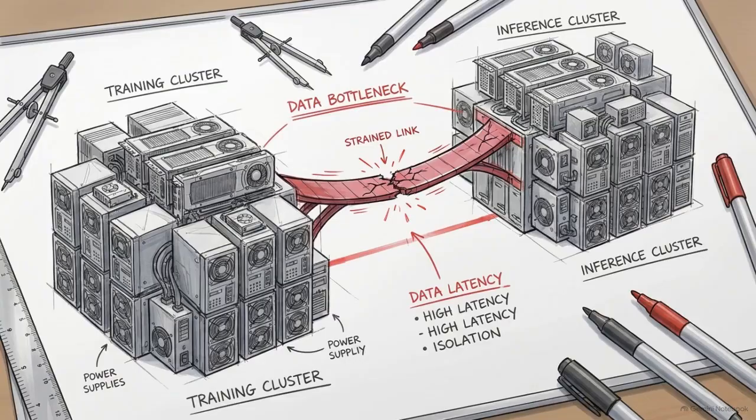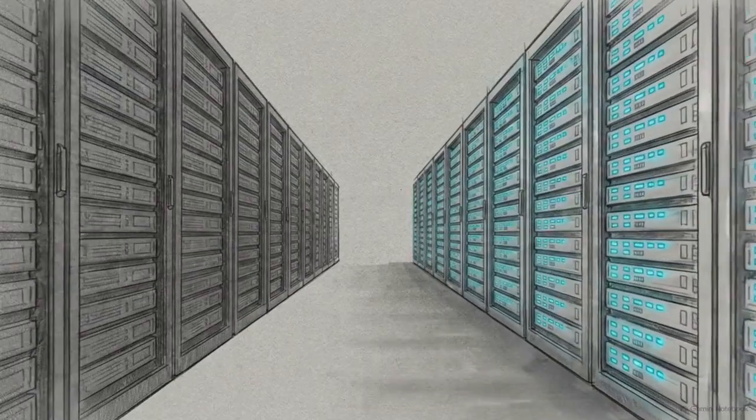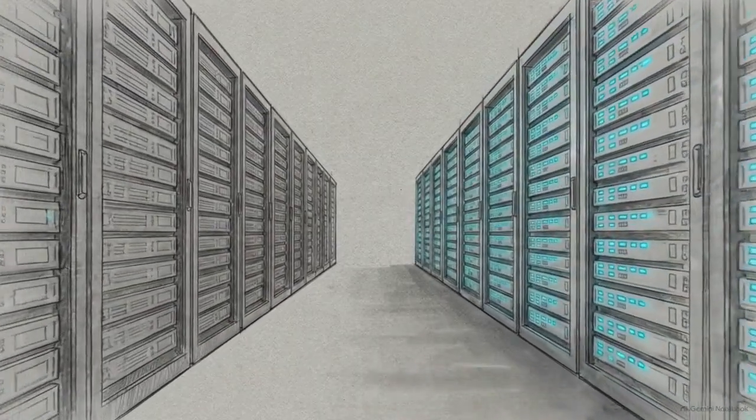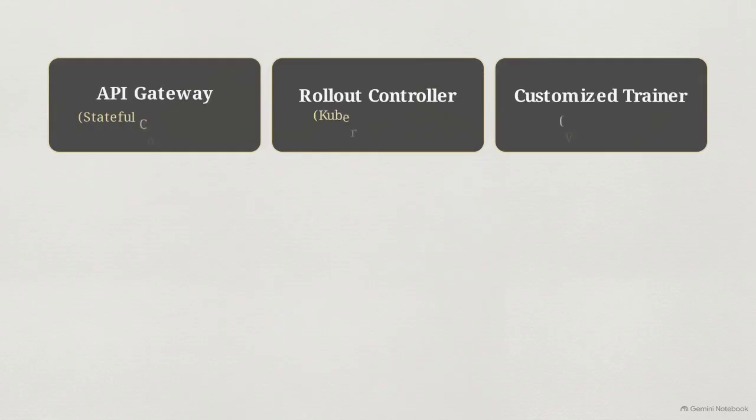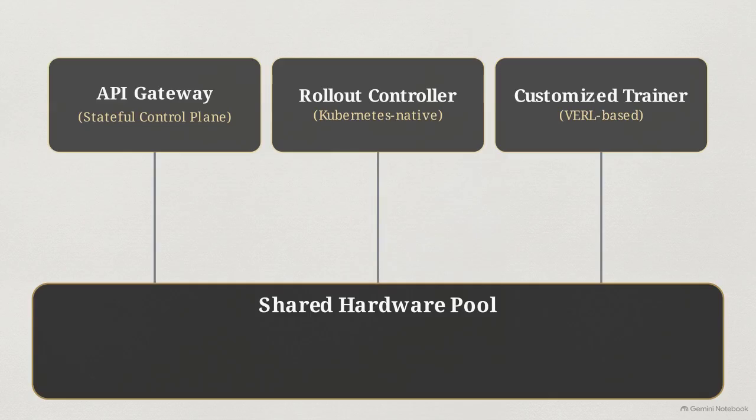Fully asynchronous clusters solve the idling, but require running two massive separate pools of GPUs for inference and training. Synchronous execution forces fast workers to sit completely idle while waiting for the slowest rollout in the batch to finish. This architectural schematic shows Agent Lightning's three decoupled components: a stateful API gateway, a Kubernetes native rollout controller, and a customized Verl trainer, all sitting above a single hardware pool.